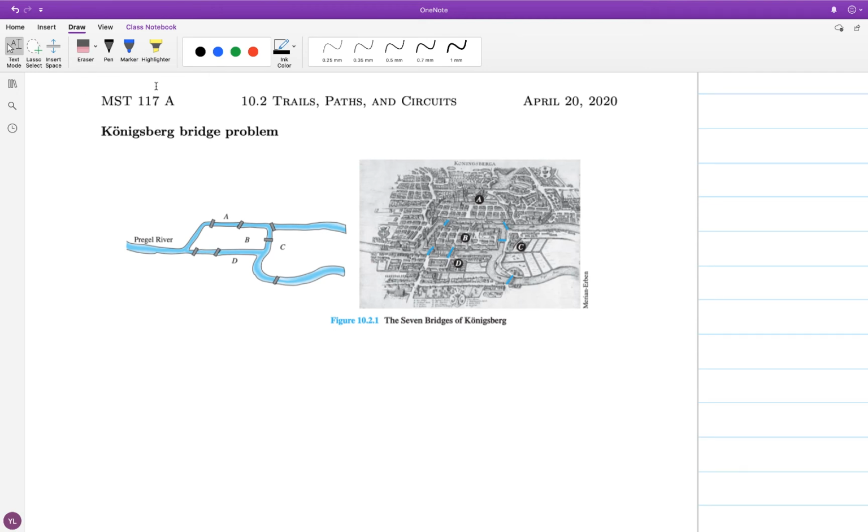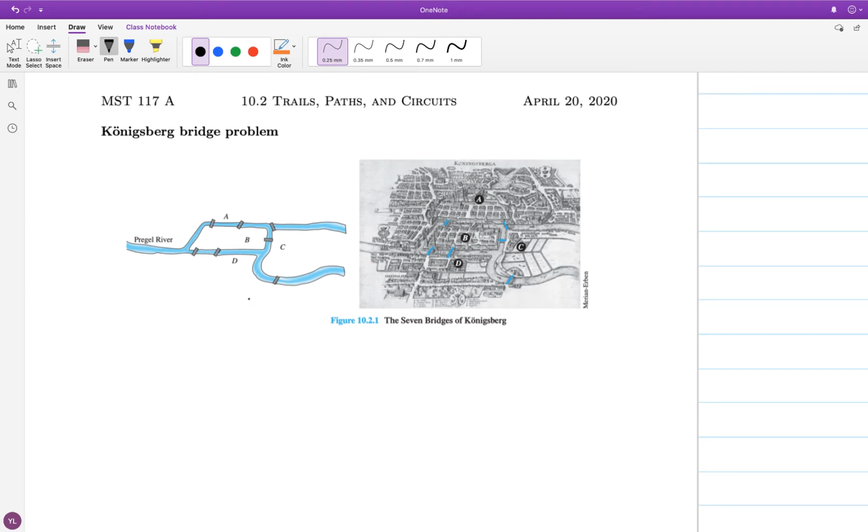Let's start with this problem that Euler posed about walking around the city of Königsberg. The puzzle goes like this. You're supposed to walk around the city and try to visit or cross each of the bridges exactly once. So let me show you an attempt to do that.